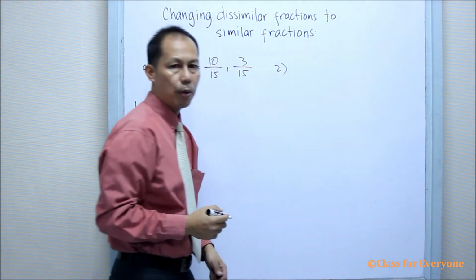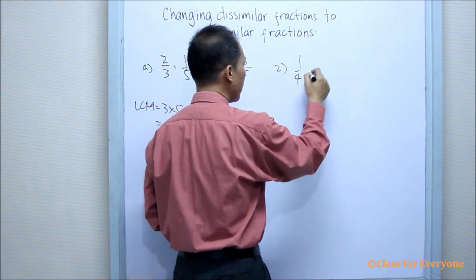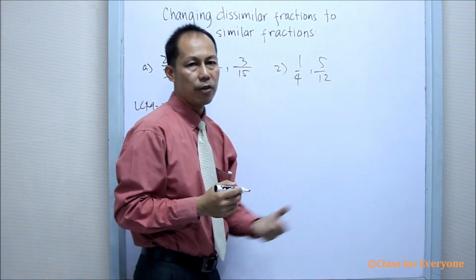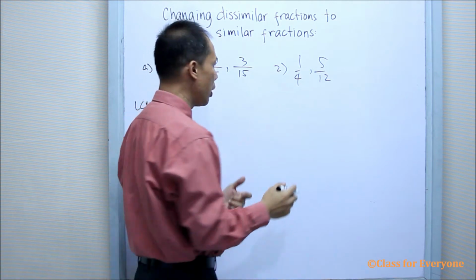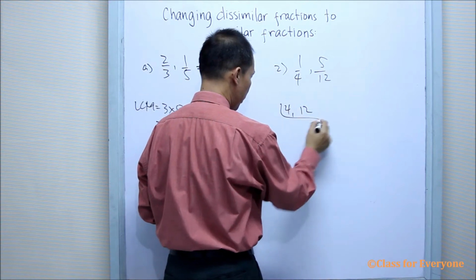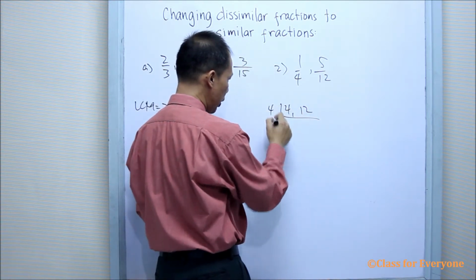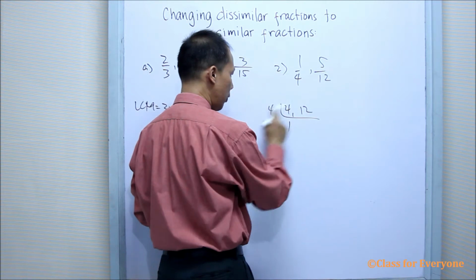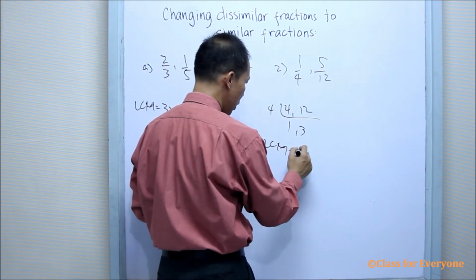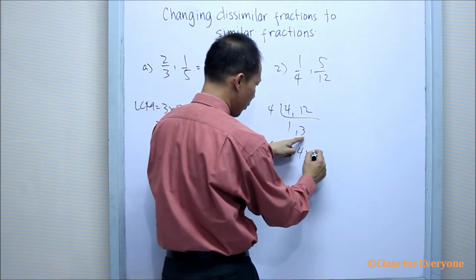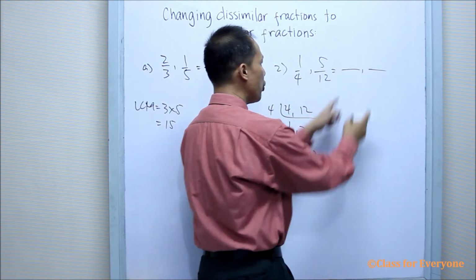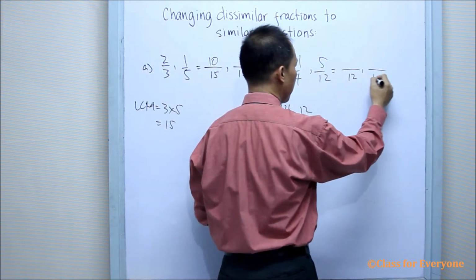Now, another example is when we have 1/4 and 5 over 12. You'll notice that the denominators have a common factor of 4. So to find the LCM, we will divide 4, 12. The common factor of 4 and 12 is 4. 4 divided by 4 is 1. 12 divided by 4 is 3. Now the LCM will be 4 times 3, which is 12. Therefore, the least common denominator of these two fractions will be 12.